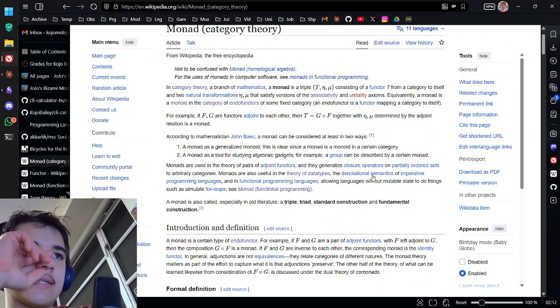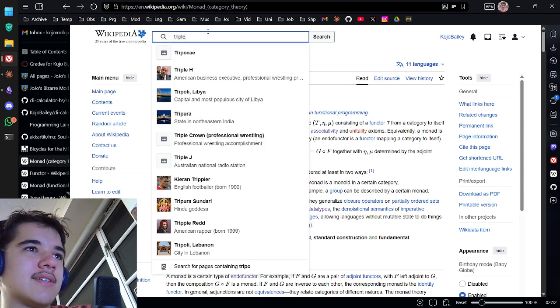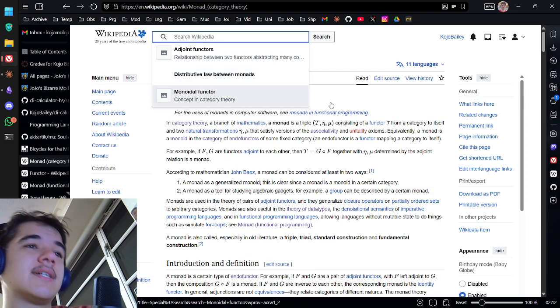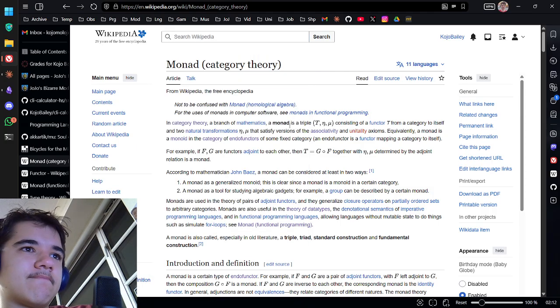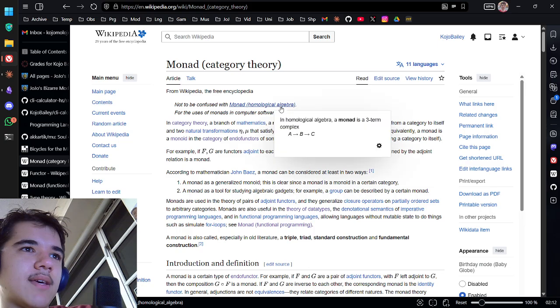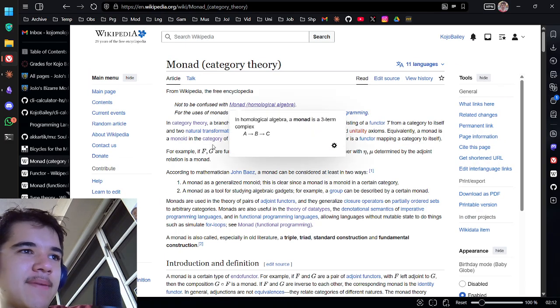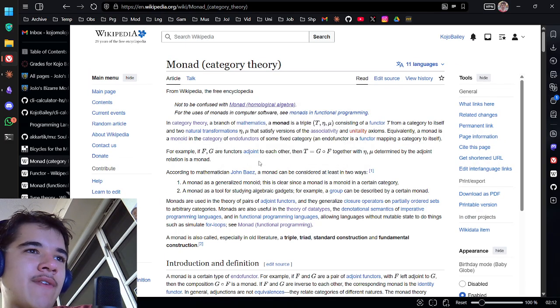Okay, I like this. That makes sense to me. A triple, sure. I just don't understand why that doesn't have a thing. What's the monad in homological algebra? Nothing. Okay, never mind then. So if F and G are adjoint, then T equals G of F. Okay.